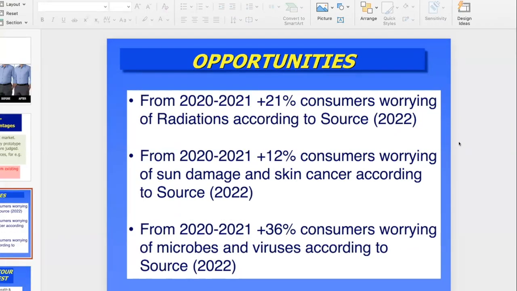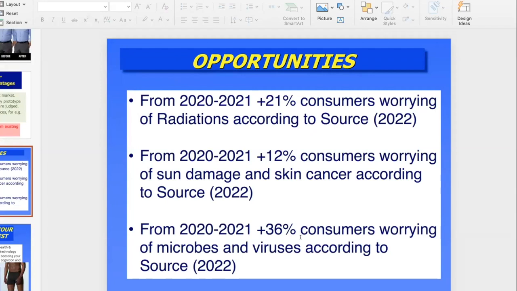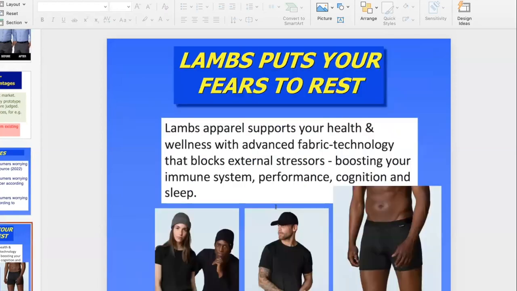So here's a bunch of opportunities, and I just took them like this because I want to show you. From 2020 to 2021, 21% more consumers are worrying about radiation, according to some source. During this period as well, 12% of consumers are worrying about sun damage and skin cancer. And during this same period, the opportunity is that 36% of consumers are worrying about microbes and viruses, according to this source. This was taken by this company called Lambs, Puts Your Fear to Rest.